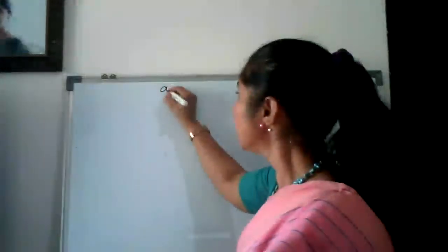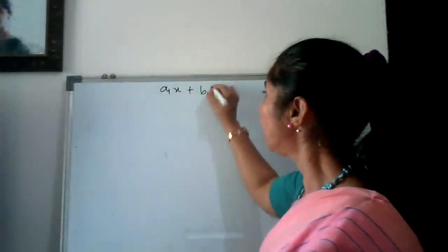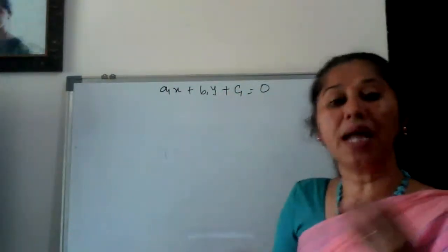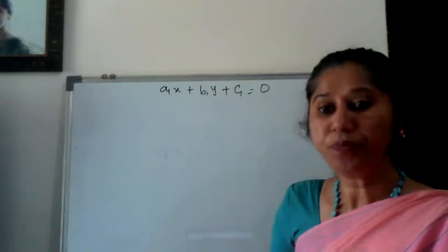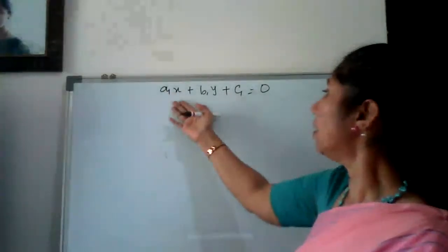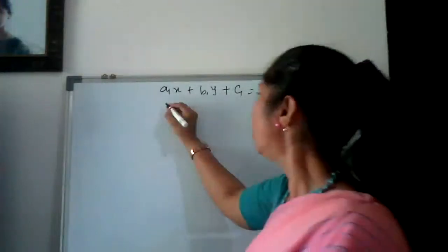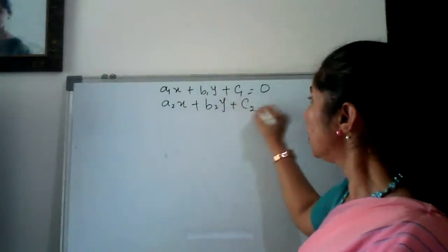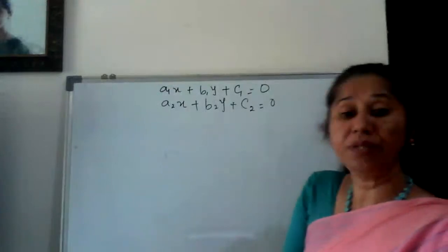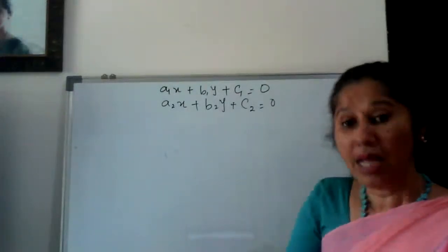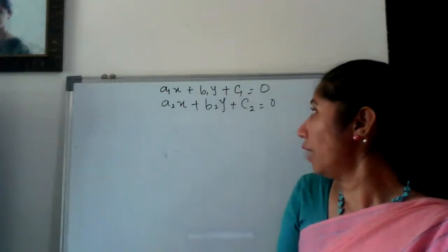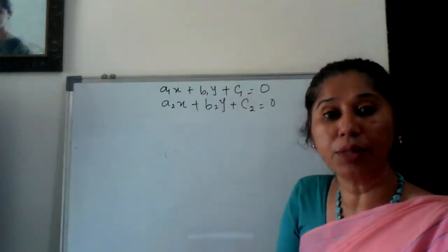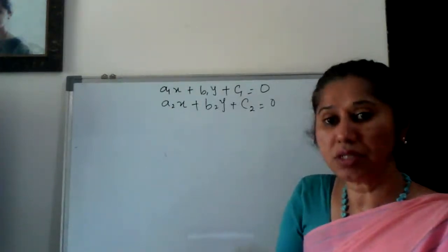The definition says a1x plus b1y plus c1 is equal to 0. That is, the definition says that the two variables are linear, that means with the power 1. And the general form of it could be written as a1x plus b1y plus c1 is equal to 0 and a2x plus b2y plus c2 is equal to 0, where a1, a2, b1, b2 and c1, c2 are any real numbers. And as you know, a1, b1 and a2, b2 will not be 0 at a time. Otherwise it won't be a linear equation with two variables, right? So you're familiar with this concept, right?